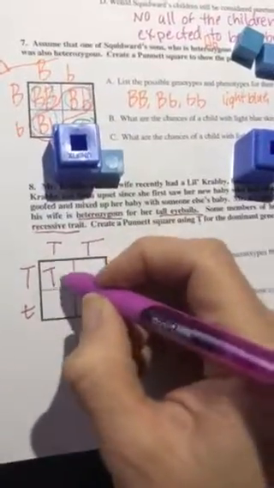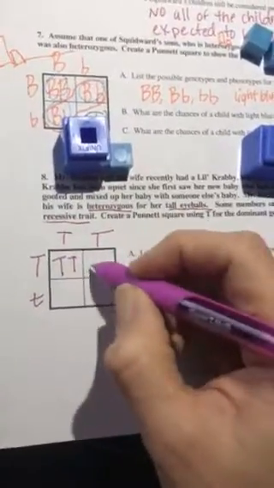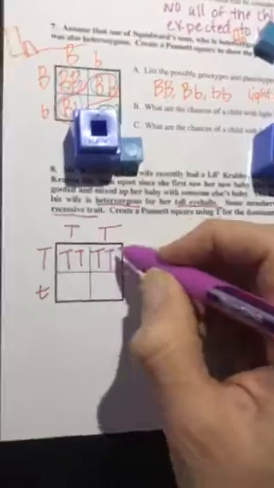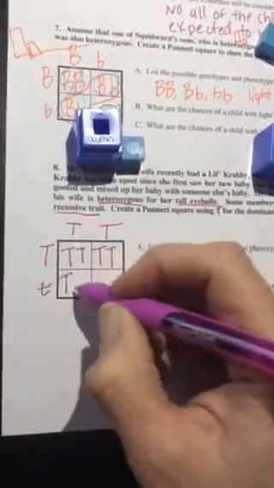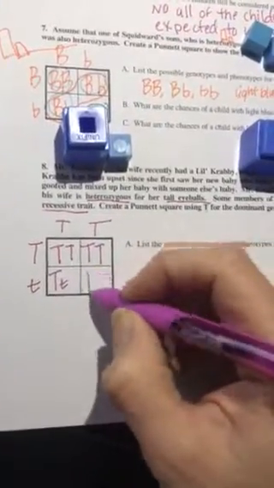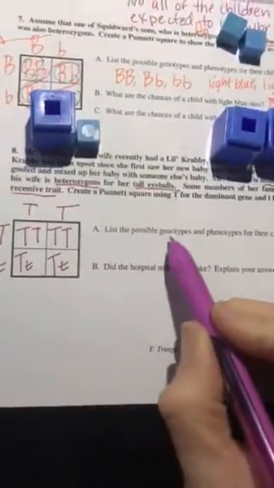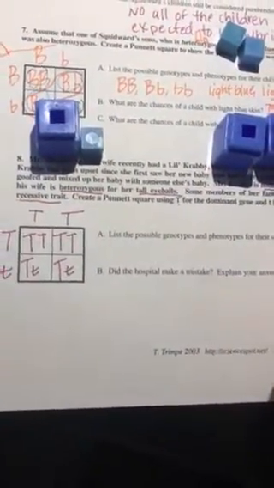All right, we're going to fill in our Punnett square now. From the top, from the side. From the top, from the side. From the top, from the side, and from the top, from the side. All right, it says list the possible genotypes and phenotypes for their children.